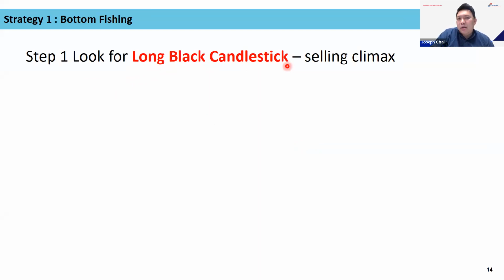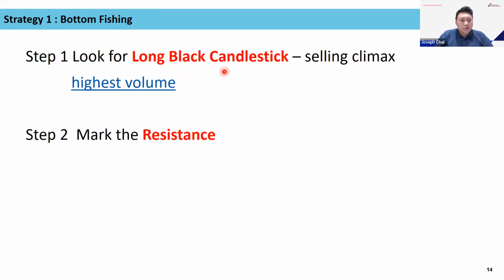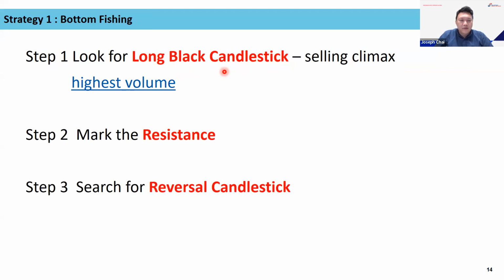So how do you know that's a low, right? You need to wait for all the sellers to come out. You need to knock out all the bears. That's where the long black candlesticks will happen. Okay. Highest volume, right? You look at the chart, that long black candlestick must go together with highest volume. That's where the sentiment is the most bearish. And then you look for the long black candlestick, draw out 3 resistances and look for the reversal.